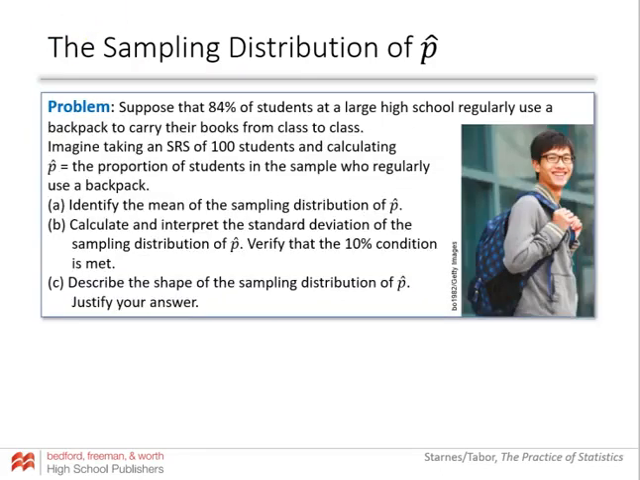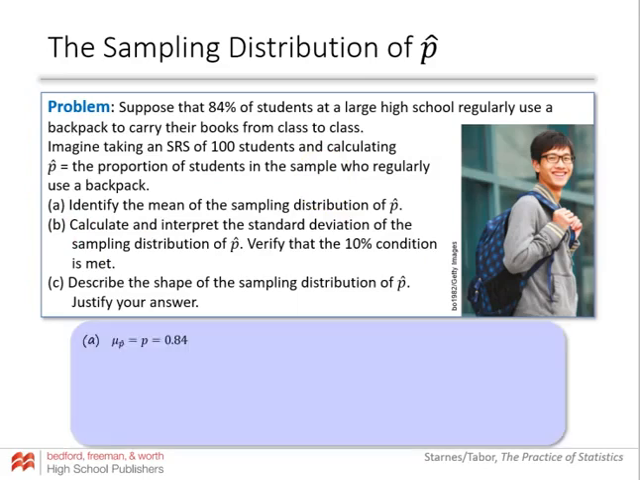So if we go through an example, we have 84% of students at a large high school regularly use a backpack. We're going to take a simple random sample of 100 students and find p hat, the proportion of students in our sample who use a backpack. All right. So first thing we want to know is what's the mean of the sampling distribution of p hat? Well, the mean is equal to the population proportion, which is 84% or 0.84.